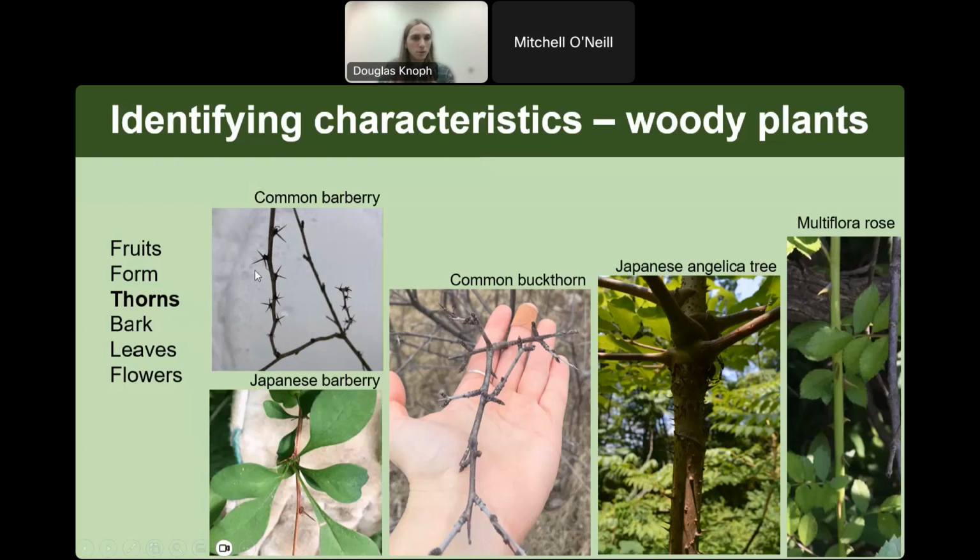So on the top here, you can see there's 3. Further down, it looks like there might be 4 or 5 in clusters, but if there's multiple thorns, that's going to be your common barberry.